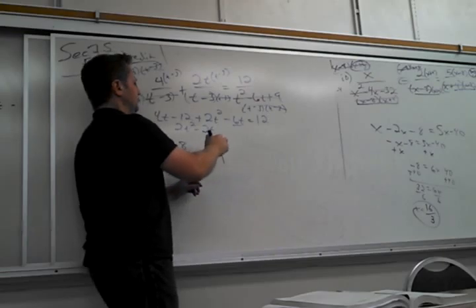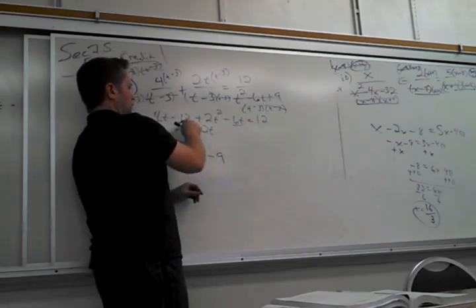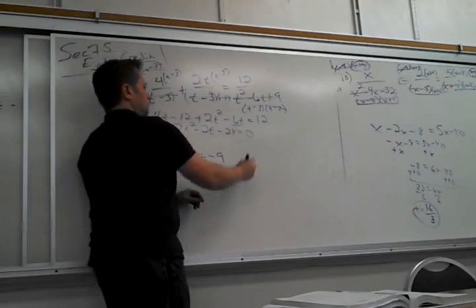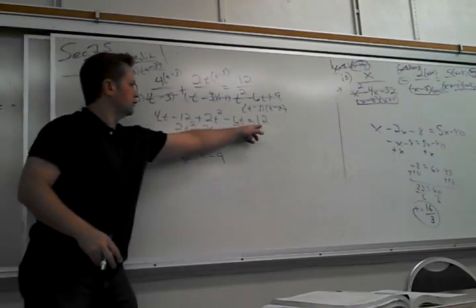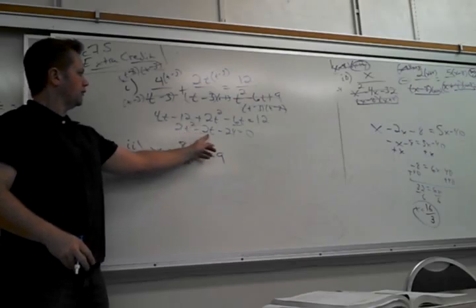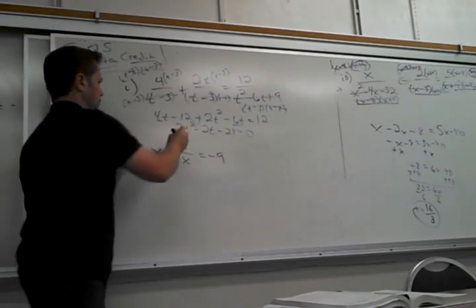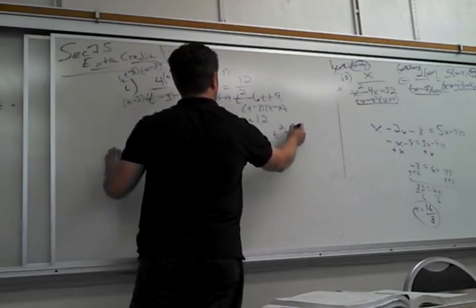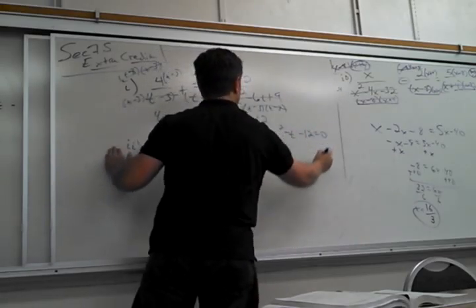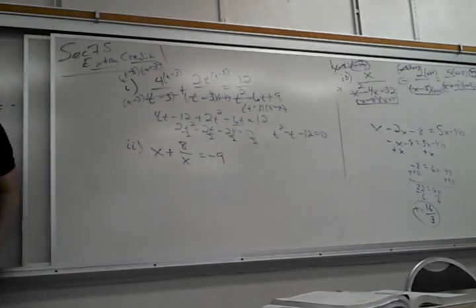You're all like, how long is he going to do this? And then subtract 12 over, so I get minus 24. Is that cool? You can see that? Subtract 12 over, so I get minus 24. And what comes out of all those? 2. So divide by 2 on both sides, I get t squared minus t minus 12 equals 0. And that's relatively easy to factor.